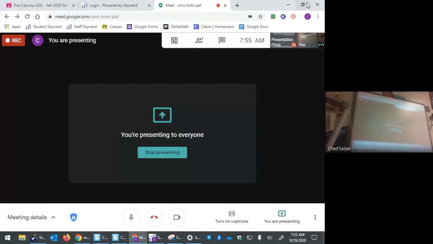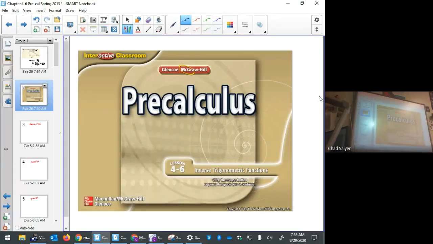It is. Okay. So 4.6, inverse trig functions. So this is not reciprocals. Yesterday we did reciprocals. This is inverse trig functions. So we're mapping ratios back to the angle that they originated from with respect to the triangle. So trig functions map an angle to a ratio. Inverse trig functions reverse that process from the ratio back to the angle.